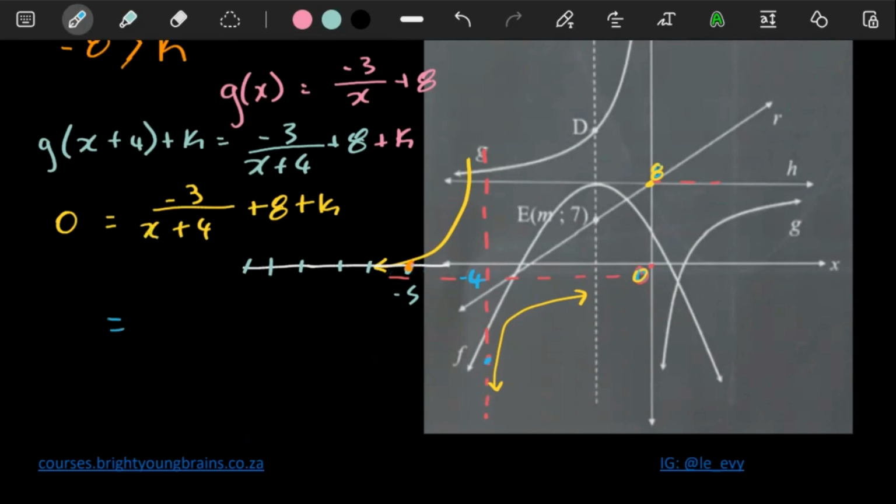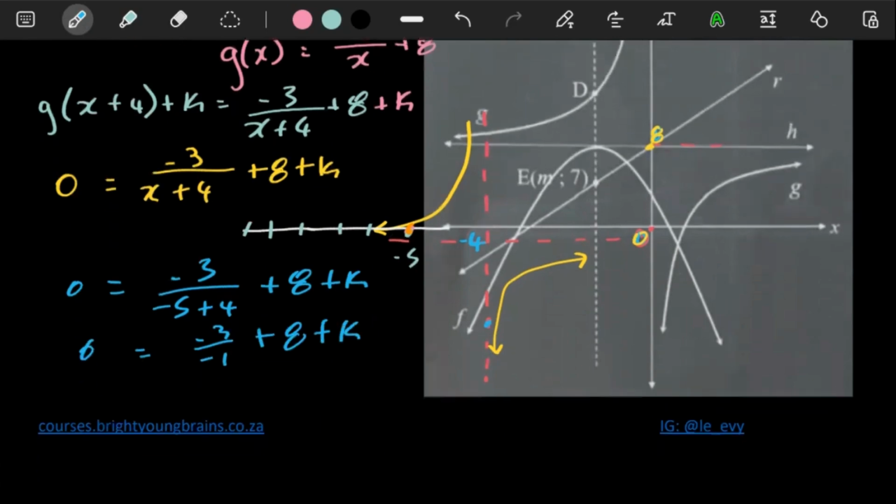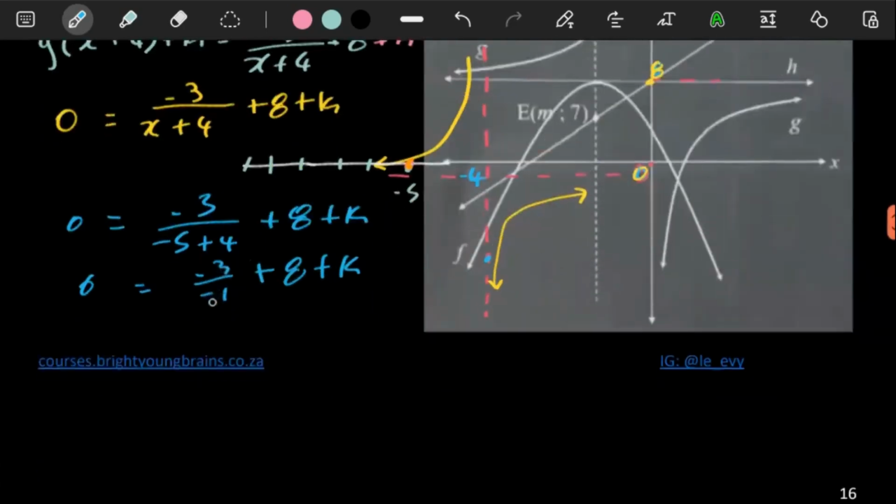So here you're going to have -3(-5 + 4) + 8 + k equal to 0. And then solving for k, you can see the -5 plus 4, that's -1. And then -3 over -1, that's like +3. And then if you move it over, you're going to get -11. That's what your k value is.